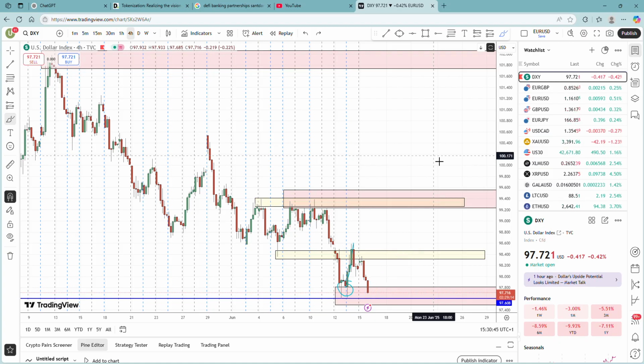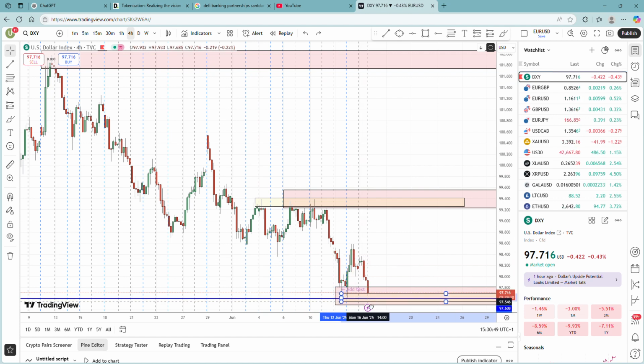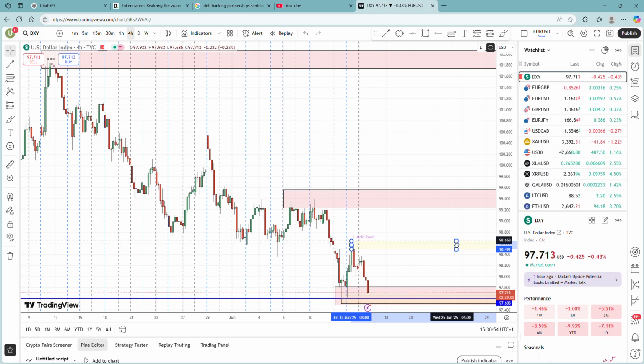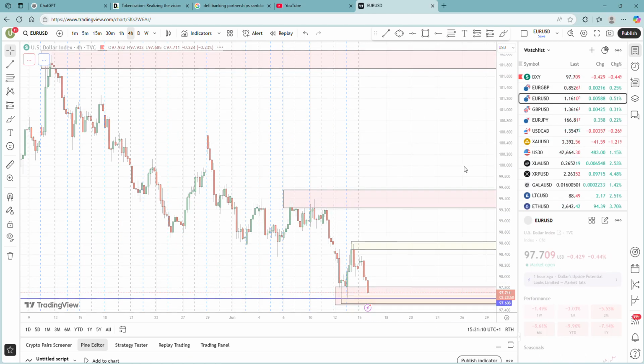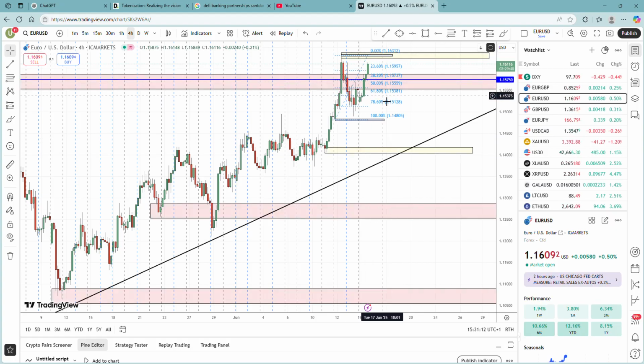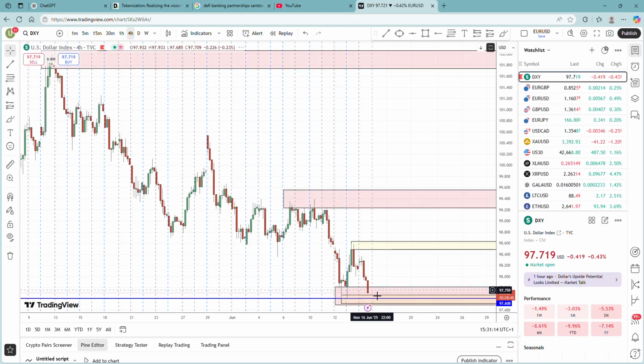So if I update the levels like that, there you go. So daily H4 support, H4 resistance, price is approaching the H4 support. We're expecting it to reject and go back to this level here. So if I now go into EURUSD, remember, if DXY we're expecting it to go up, EURUSD we're expecting it to go down.